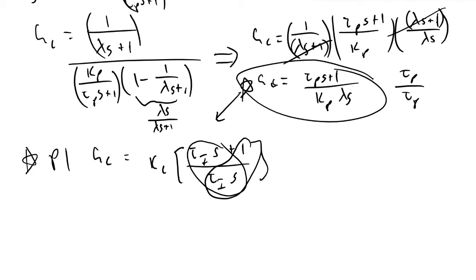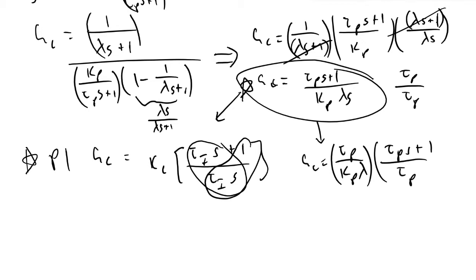What we find is that this GC is equivalent to tau P divided by Kp times lambda times tau ps plus 1 divided by tau ps. And the key takeaway from this is that we have now defined Kc, and we also will recognize that tau p should be equal to tau I.